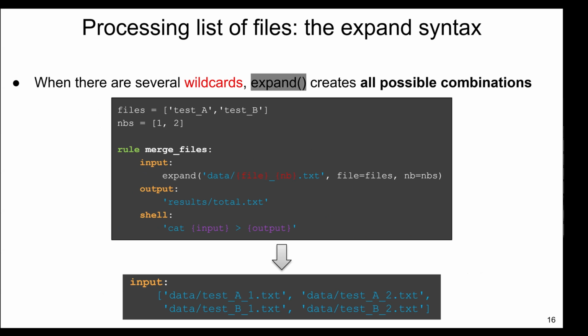Yes, Erika? In this case, then Snakemake will not complain that the wildcard is not present in the whole input and output. Is that correct? No, it won't. You're right. Because you're already explaining to Snakemake what to do, so it knows everything. Yeah, thanks.